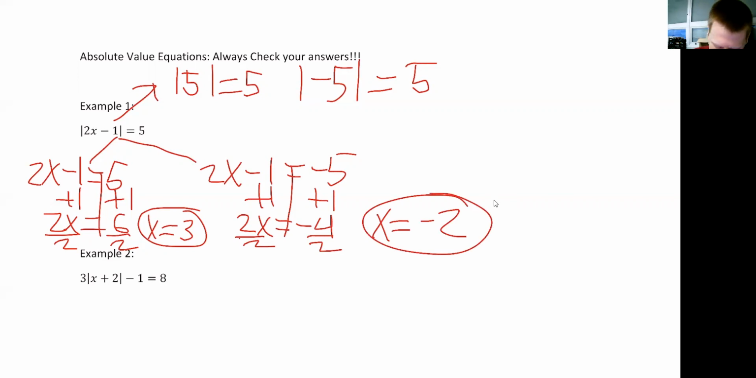And you could plug these in. For example, if I plugged 3 back into here, I would get 2 times 3 is 6, minus 1, that would be 5. So the absolute value of 5 is 5. Or I could plug in -2. -2 times 2 would be -4, minus 1, that would be -5. So the absolute value of -5 would be 5. You would see both of these solutions are true.